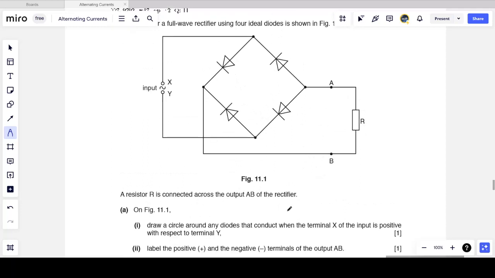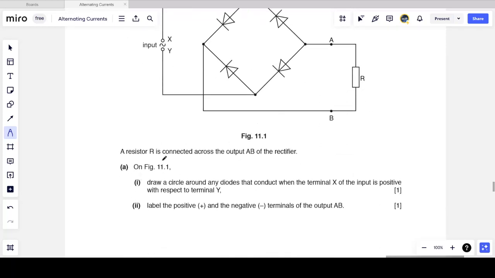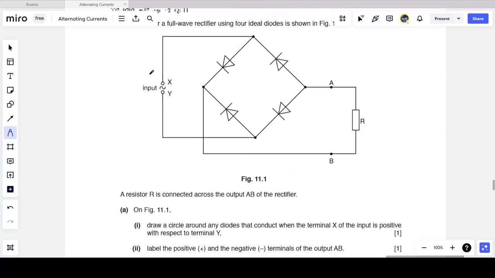A resistor R is connected across the output AB of the rectifier, and we are asked on figure 11.1 to draw a circle around any diodes that conduct when terminal X is positive and Y is negative. So like we did before, X is positive, Y is negative. I need to circle the 2 diodes that are going to conduct for this first half cycle. So I'm going to again trace the current. The current goes from X from positive to negative. As it enters the bridge, it's going to turn left because it can't move to the diode on the right.